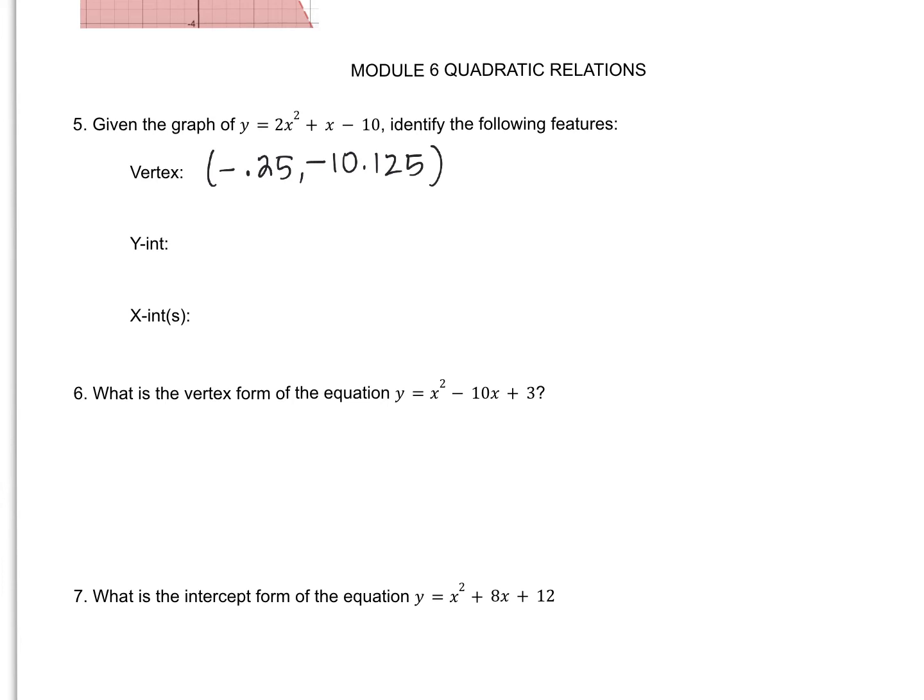My y-intercept, again looking at the graph, is 0, -10. I could also use the equation, because if you're given an equation in standard form, which is what this equation is in, the y-intercept is always the constant at the end of the equation, which is -10. And the last things are the x-intercepts, which, looking at the graph, are at -2.5 and 2.